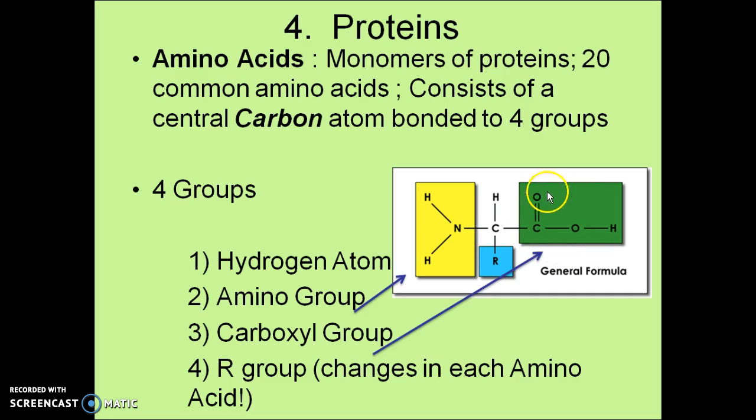It also has a carboxyl group. A carboxyl group always contains a carbon double bonded to an oxygen. And then the last thing is an R group. The R group is also called a variable group, which means it's different in every amino acid. So that's the thing that differs between our 20 types of amino acids.